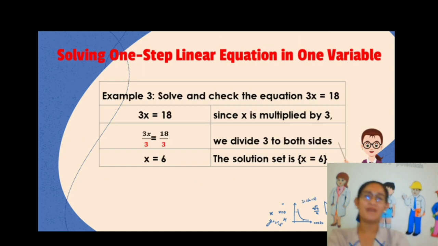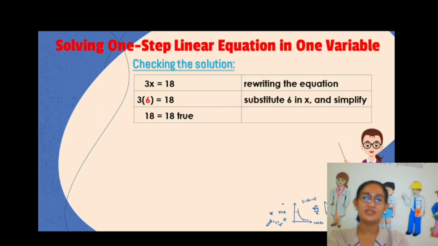Let's have example number 3. 3x equals 18. Since x is multiplied by 3, we divide both sides by 3. This gives us the solution set, which is x equals 6.